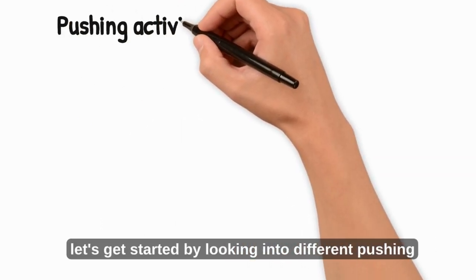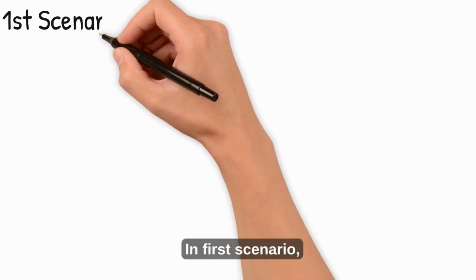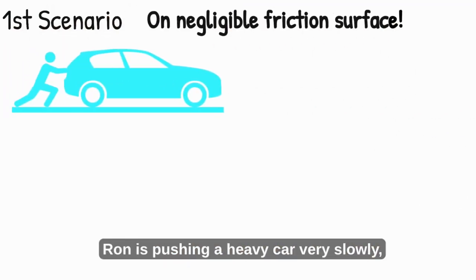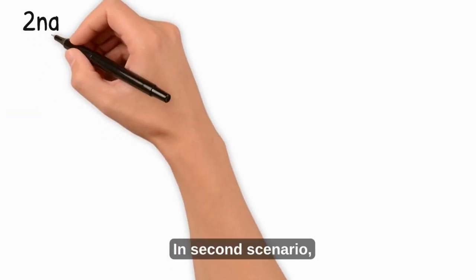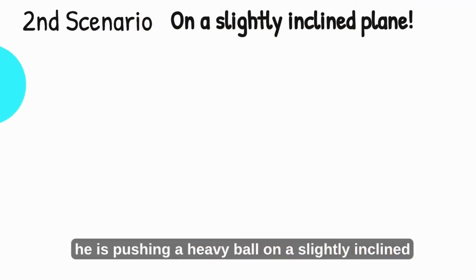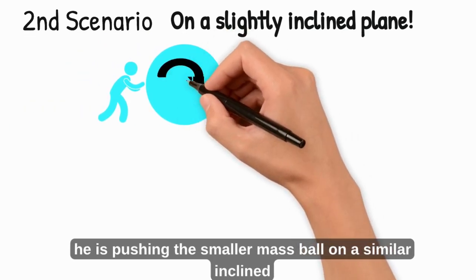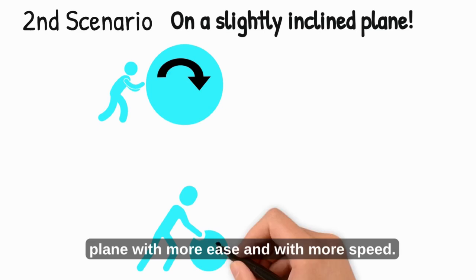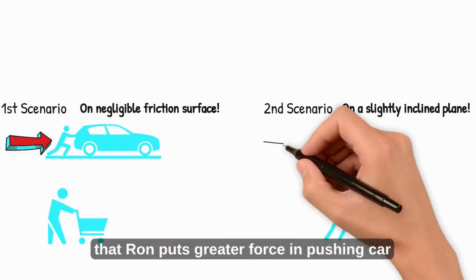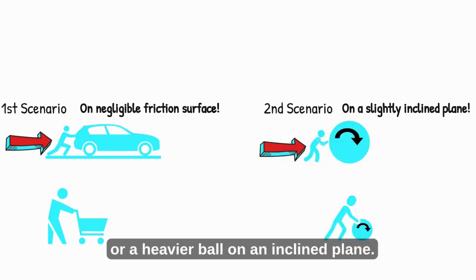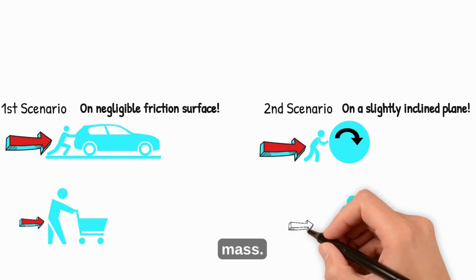So, let's get started by looking into different pushing activities. In the first scenario, Ron is pushing a heavy car very slowly, but he is pushing a shopping cart easily with more speed. In the second scenario, he is pushing a heavy ball on a slightly inclined plane with great effort. On the other hand, he is pushing the smaller mass ball on a similar inclined plane with more ease and with more speed. As you have seen in both the scenarios, Ron puts greater force in pushing a car or a heavier ball on an inclined plane, as compared to pushing a shopping cart or a ball of lower mass.